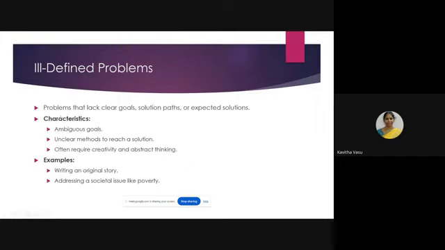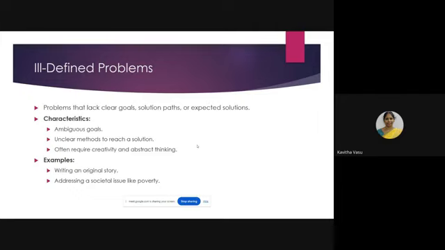This provides insight into the characteristics of ill-defined problems. First is ambiguity. These problems often have vague goals and unclear methods for reaching a solution. This is called ambiguity. Then the next one: solving ill-defined problems often requires creative and abstract thinking.